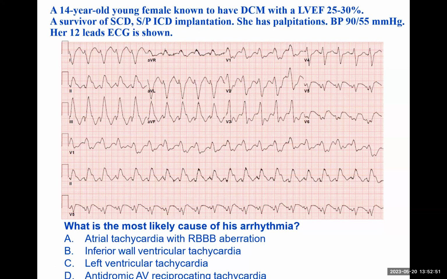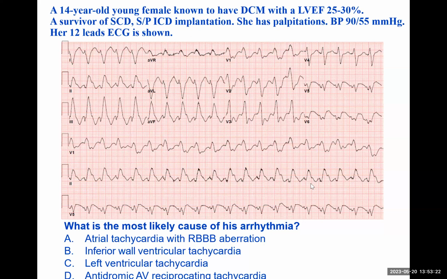And we discussed briefly in the previous talk the origin of ventricular tachycardia, mainly ischemic, but you can apply it to scar-related ventricular tachycardia. Where do you think it is coming from? Is it inferior wall or left ventricular tachycardia? And we already mentioned that it is not supraventricular with aberrancy, not antidromic. Yeah, left lateral, more specific here.